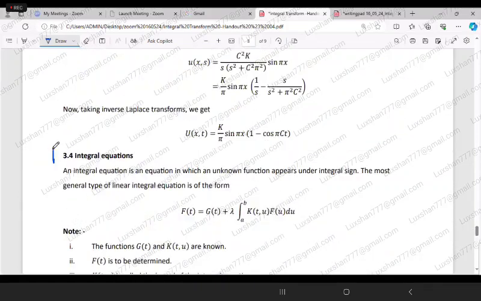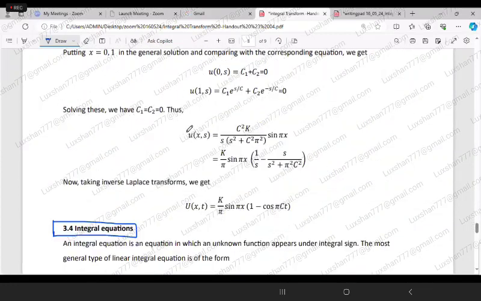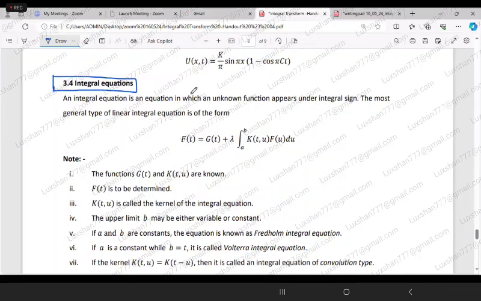I'm going to talk about solving integral equations today and finish the lecture today. Only one part is missing, which I will cover in the next class. I will tell you when. So this is the general form of an integral equation. What do you mean by an integral equation? f(t) equals g(t) plus lambda times the integral from a to b of k(t,u) f(u) du. Why are we calling it an integral equation? Because this equation involves integration.